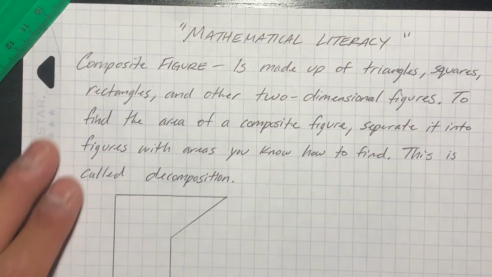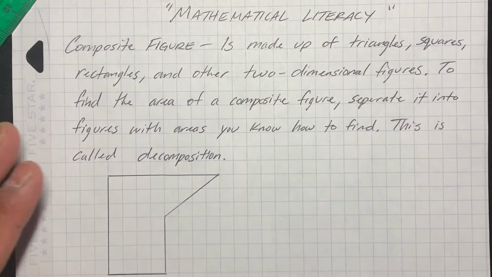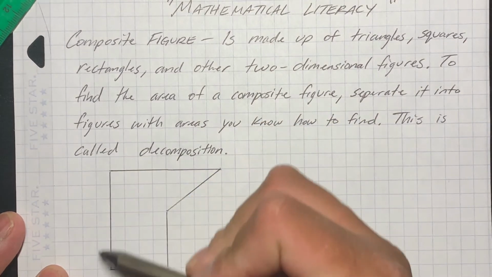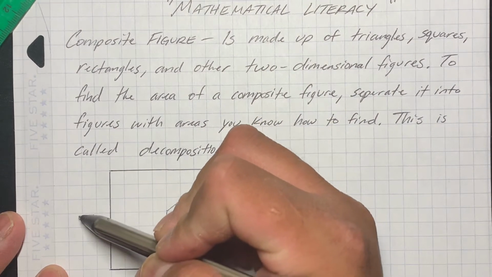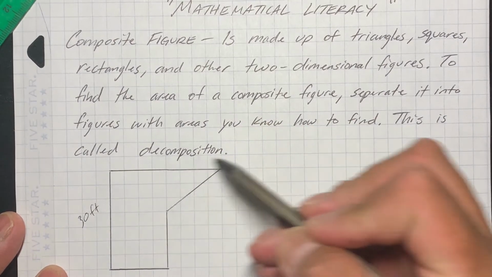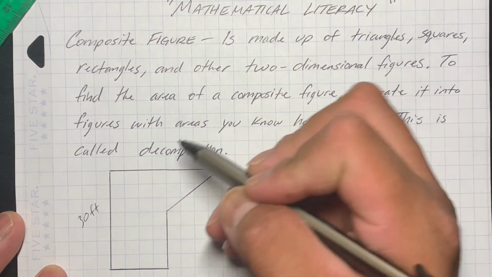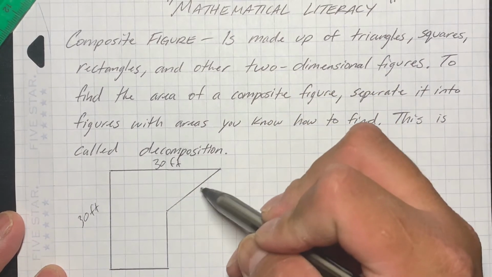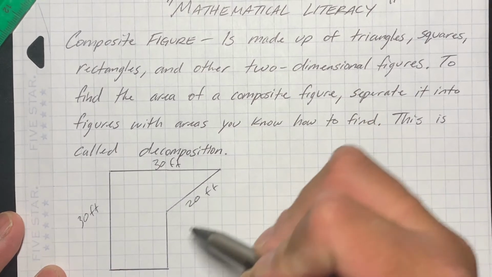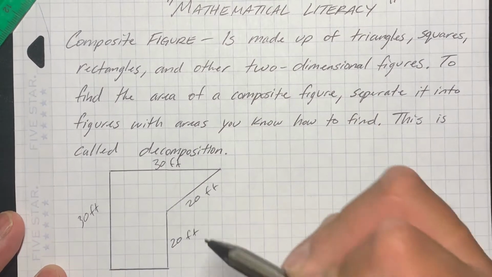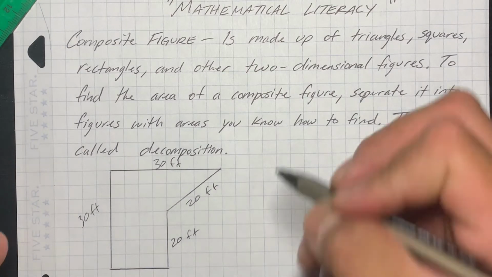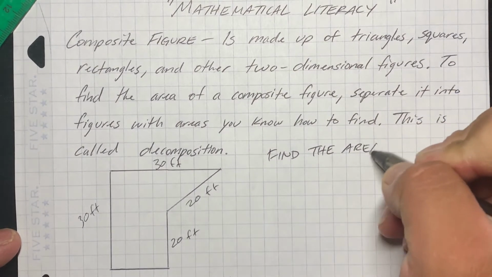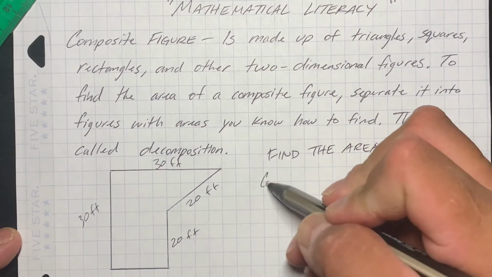alright, let's say this is a swimming pool, and it told me to find the area of this swimming pool. And let's say that for this side of the swimming pool, let's say it's 30 feet. This side of the swimming pool is, let's say, 30 feet again. Here would be maybe 20 feet, and then of course 20 feet. Alright, so find the area. Now again, we have a composite figure.